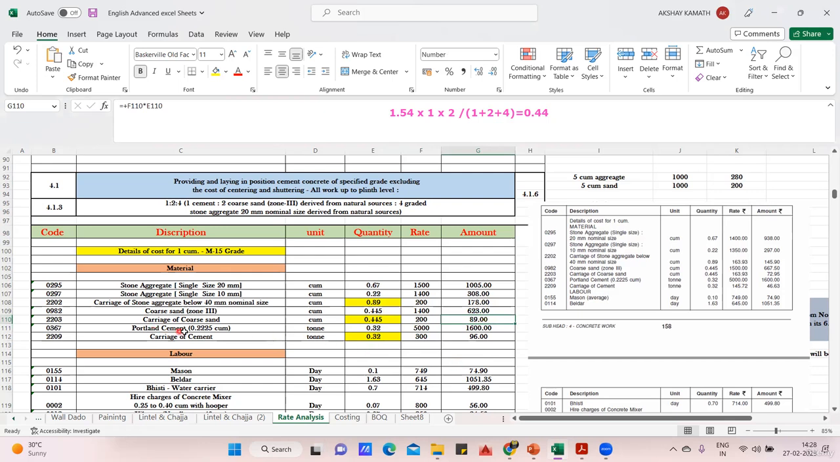Now coming to the Portland cement. Portland cement, again it is given 0.225 cubic meter. So you have got 0.32 as the quantity here. How did you get 0.32? Again, it's the same thing.